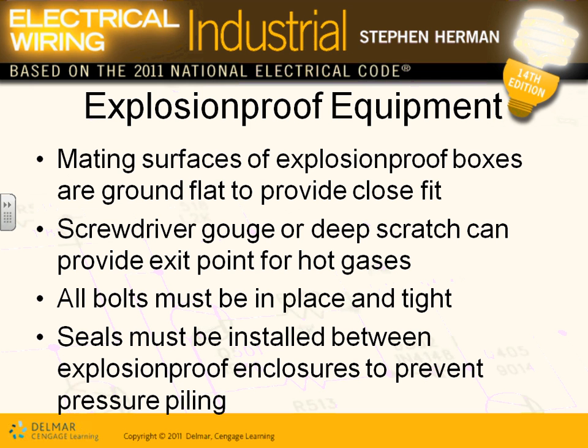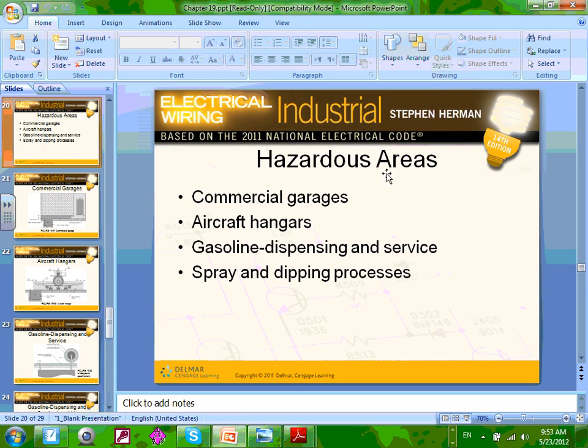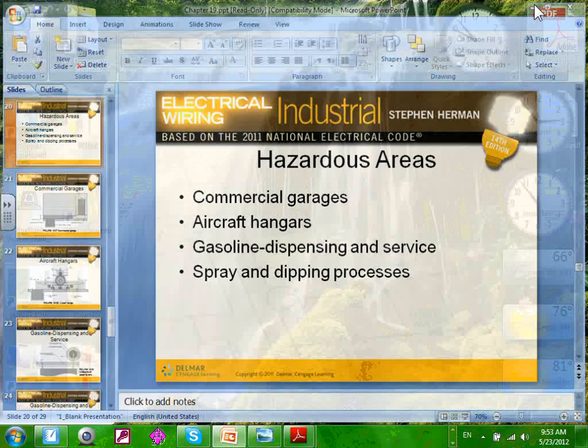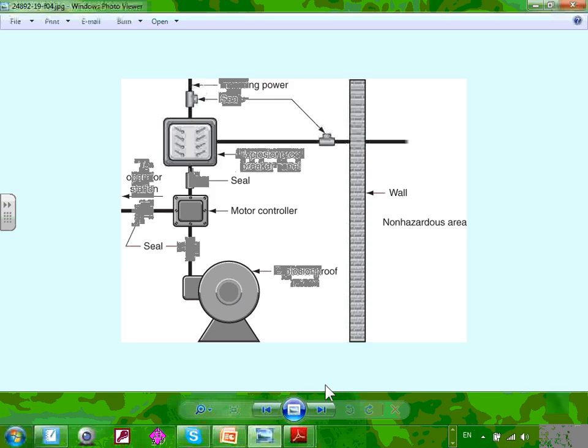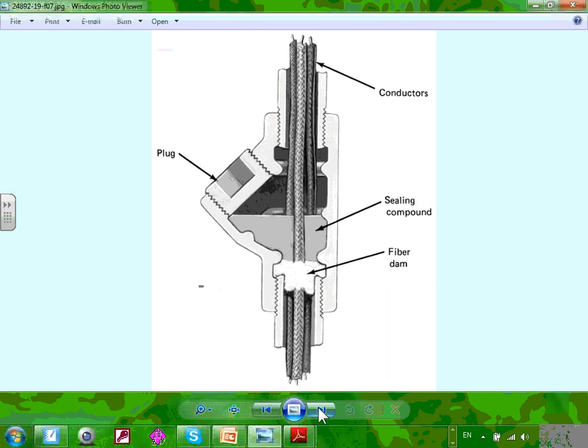So what do you need to do to avoid pressure piling? Between two enclosures, put a seal right between the two enclosures. So that's what I have, guys. I have a couple of pictures I'm going to show you. So we talked about the sealing. Here's how they do the seal.